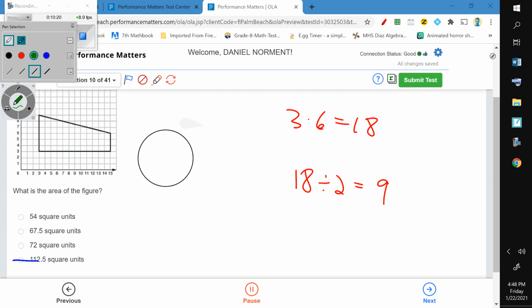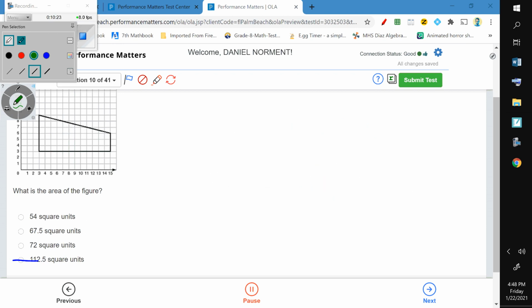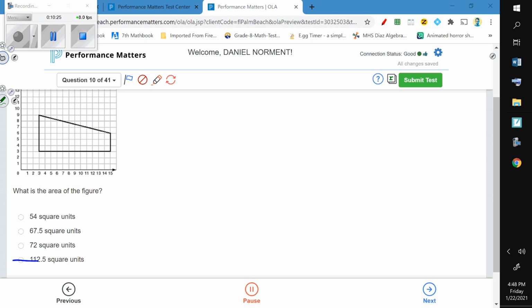We're making pretty good time. Those are two possible ways, probably the two best ways to get the correct answer. Now we're going to jump to number 11.